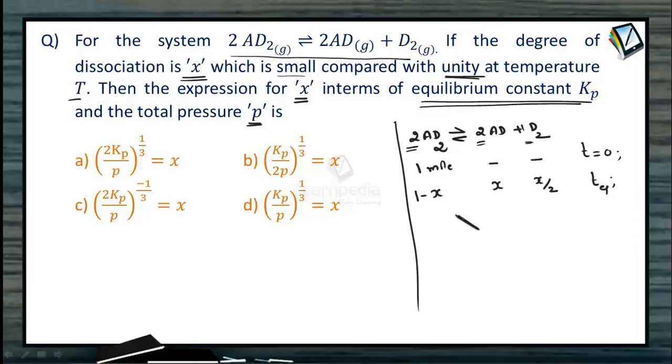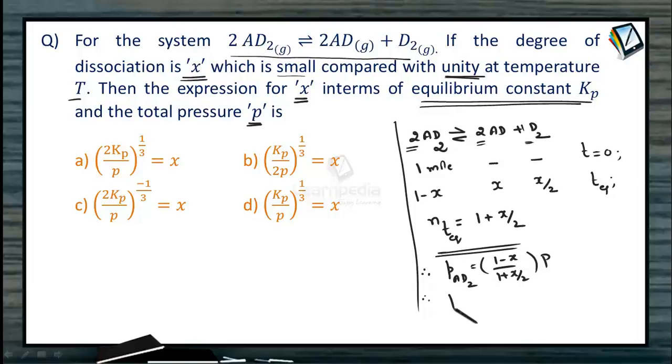Since degree of dissociation is expressed in terms of Kp, equilibrium constant in terms of partial pressures, we need to find the mole fractions of all this. So therefore, the total number of moles Nt at equilibrium is 1 minus X plus X by 2. That comes out to be 1 plus X by 2. These are the total moles at equilibrium. Number of moles of AD2 1 minus X by total number of moles 1 plus X by 2. Therefore, partial pressure of AD2 is what? Mole fraction of it, that is 1 minus X by 1 plus X by 2 into total pressure. So this is partial pressure of AD2.